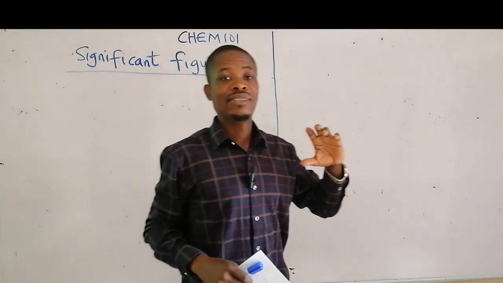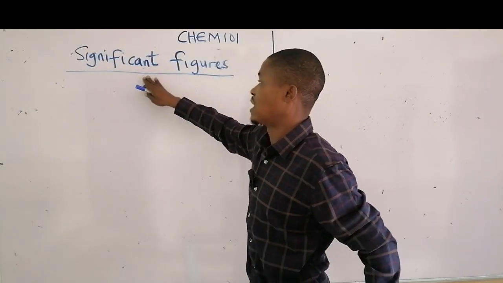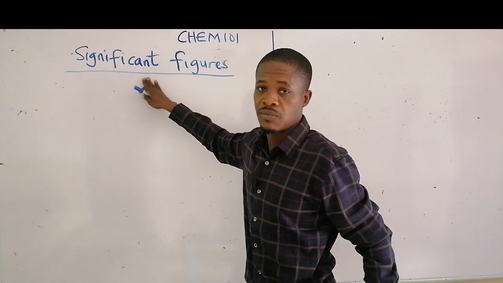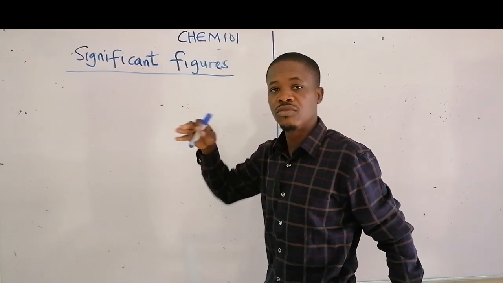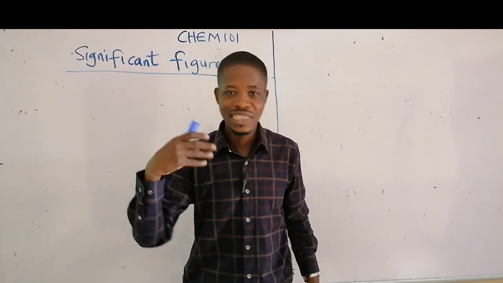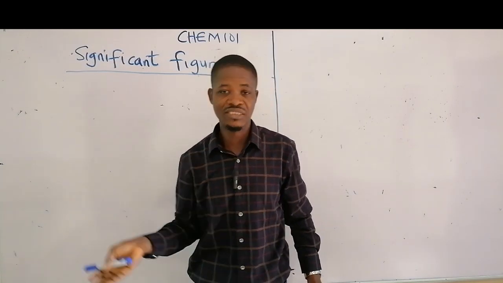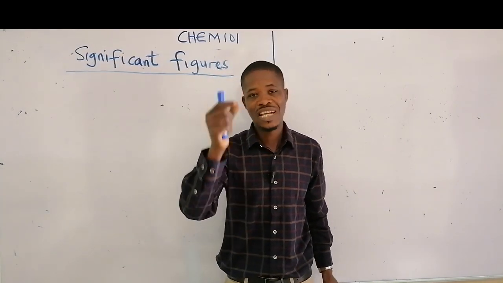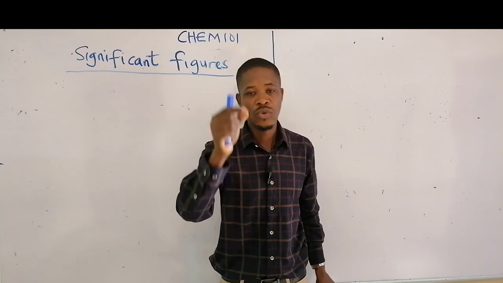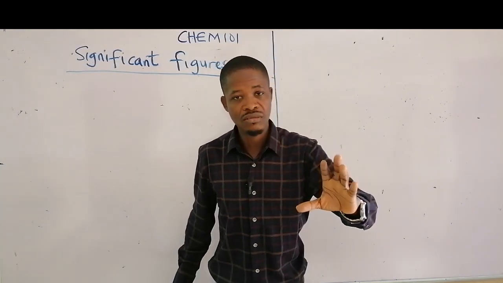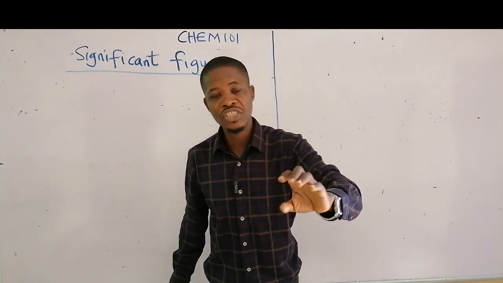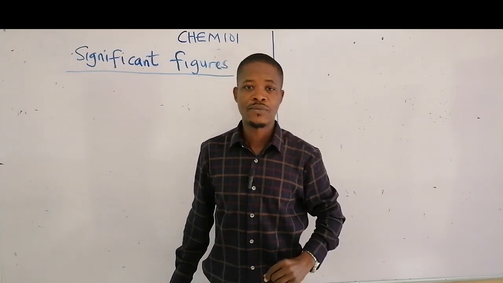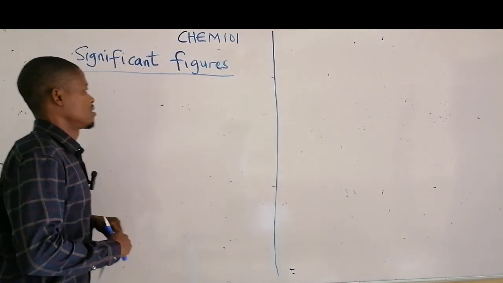We are looking at significant figures. This is crucial in scientific calculations and practice because they show us the accuracy of the number we are calculating. A significant figure is simply the number of digits in a number. Let's look at the examples.